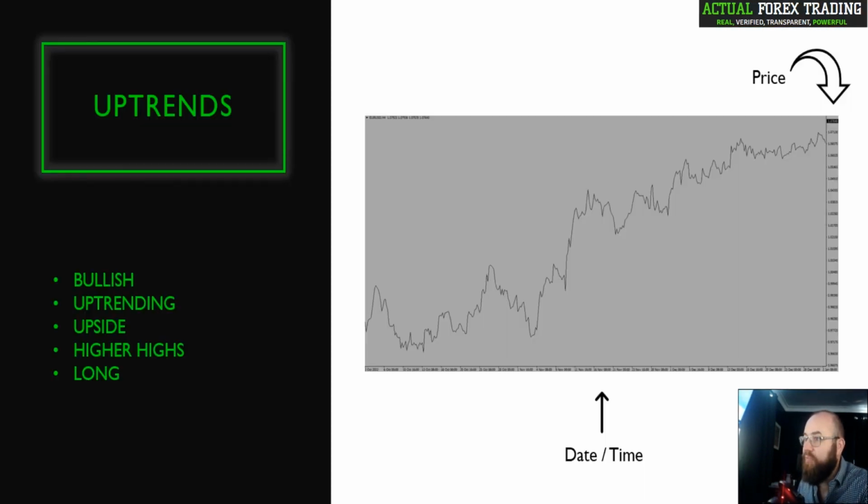Now, something I didn't mention is, when price is downtrending, there is different terminology, just like there is for uptrends. With uptrends, we have bullish, uptrending, upside, higher highs, long. These are the terms that can be used to describe an uptrend, a bullish move. It's the same with downtrends. With downtrends, instead of bullish, you're bearish. Or downtrending, downside, lower lows, short. So it's the opposite. Downtrends: bearish, downtrending, downside, lower lows, short. It is the complete opposite of an uptrend.